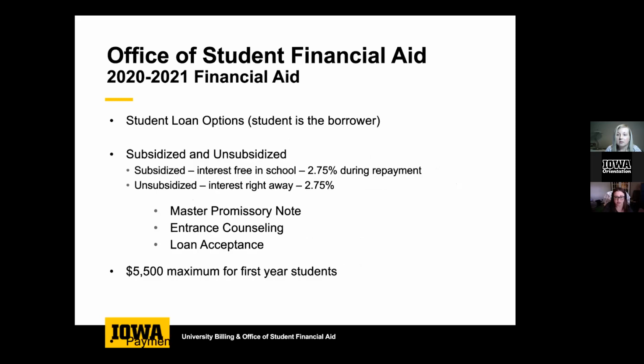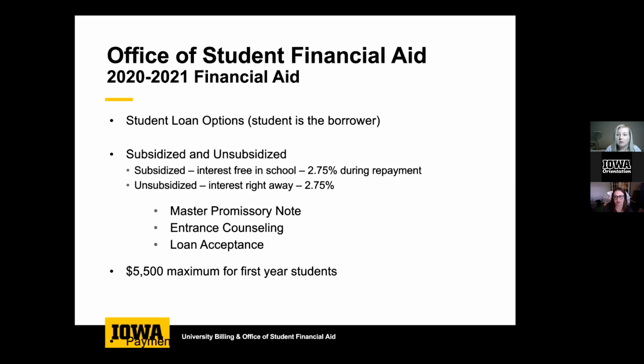So now I'm going to talk about Stafford Loans. These are the loans listed on the financial aid offer, and the student is the sole borrower of these loans. There are two types, subsidized and unsubsidized loans. Subsidized loans are interest-free while the student is enrolled at least part-time, and it will not start accruing any interest until 6 months after the student graduates or drops below being at least a part-time student.